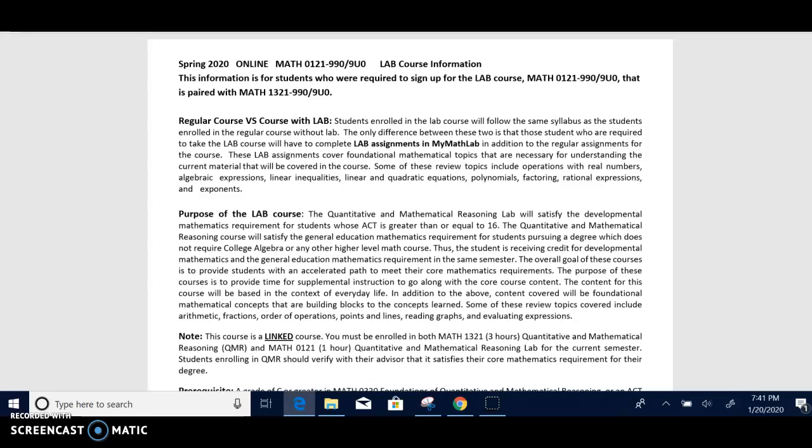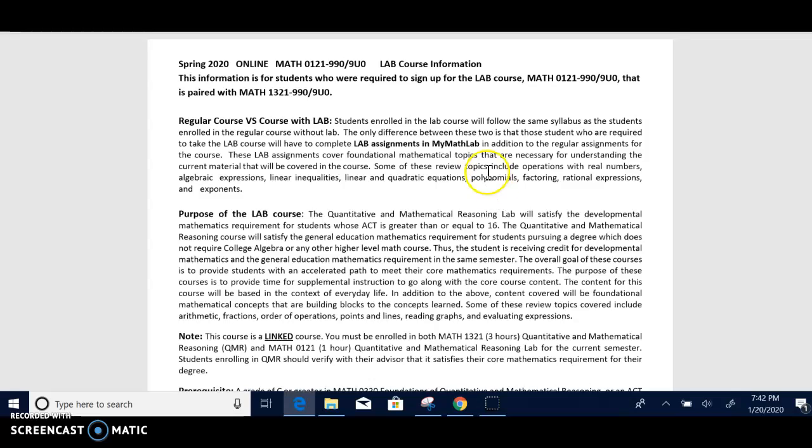We'll all follow the same syllabus. The only difference is that those students who were required to take the lab will also need to complete these lab assignments in my math lab. I actually encourage all students to complete these lab assignments. The lab assignments are over foundational material that's necessary for understanding the current material that's being covered. So we look at review topics, some prerequisite material necessary to be successful with the current concepts being covered.